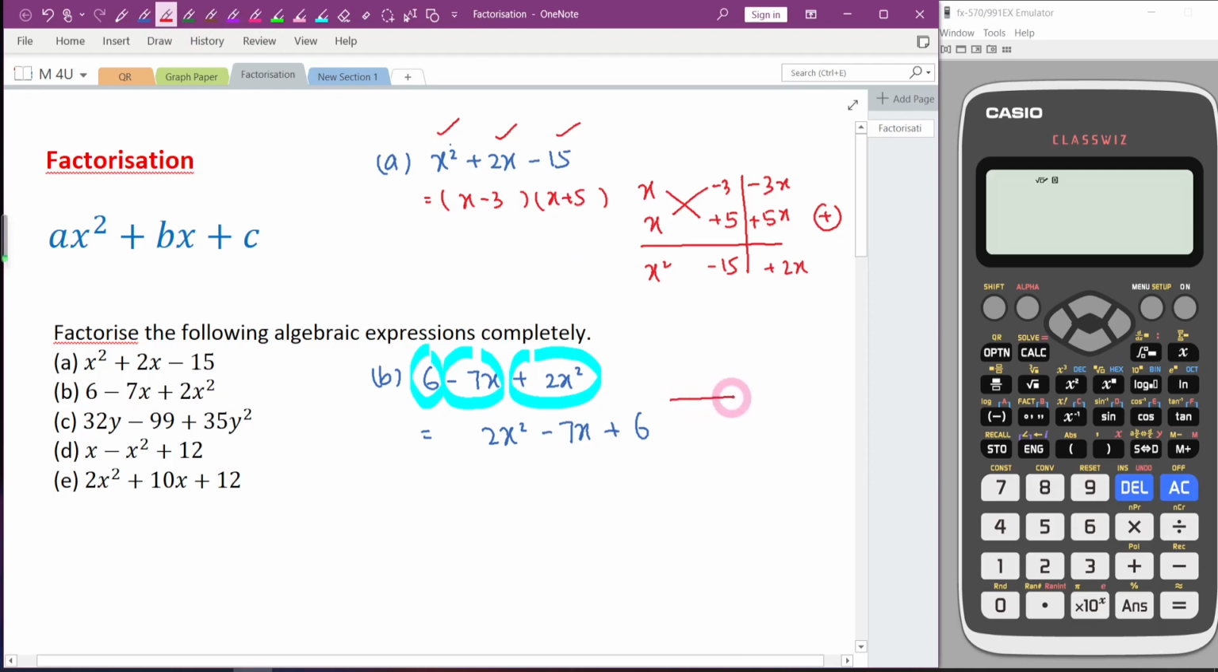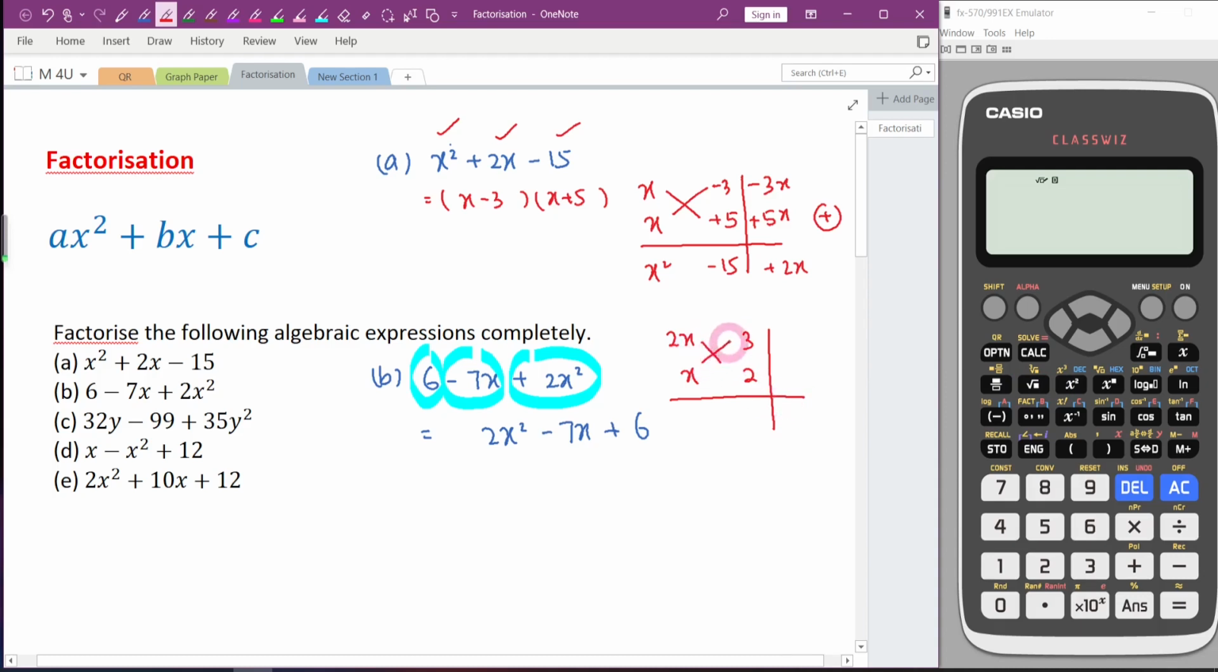Draw the cross first. Okay, the product of what 2 terms will give us 2x squared? I will be using 2x times x. Okay, so for 6, it can be 1 times 6, 6 times 1, 2 times 3, 3 times 2, right? There are a lot of combinations. So when the number becomes really large, you can actually use your calculator to help you do the factorization. Okay, let me use 3, 2.